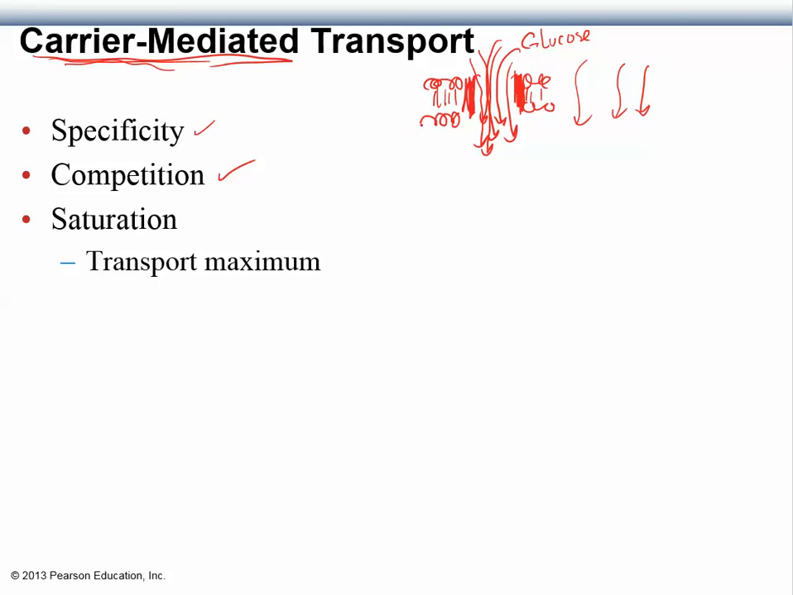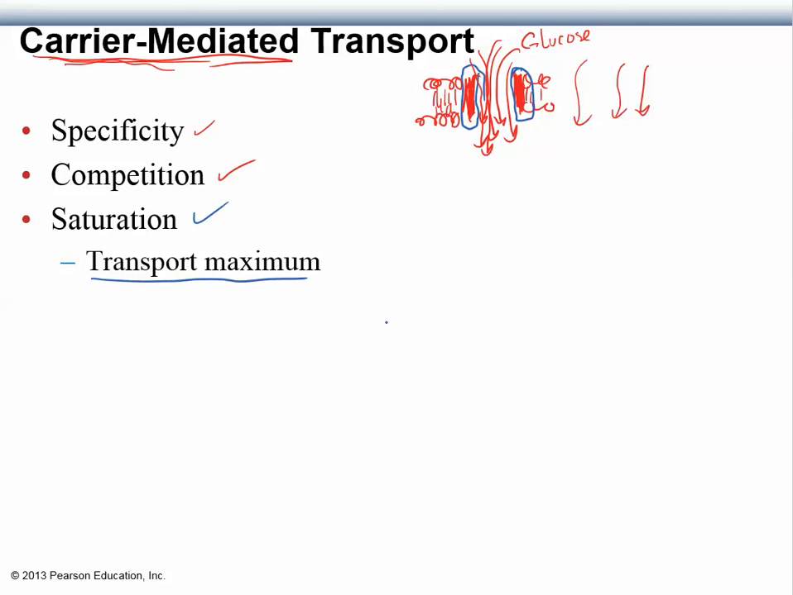Okay, so here's a carrier there in the membrane. We'll outline it in blue there. Okay, so that's the carrier, and it's getting saturated. It can only take so much glucose. I'm drawing it as a channel, which sometimes it is a channel, or a carrier where it's actually moving it across. Okay, so it can get saturated, and it can reach a maximum.